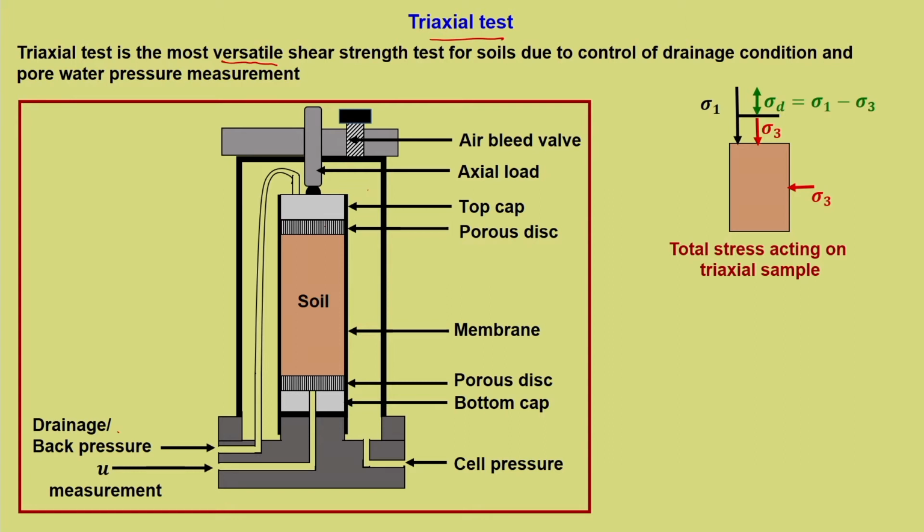So, when the load is applied onto the soil sample, this is how it looks like. It is the total stress acting on the triaxial sample. The first is the confinement that you give, sigma 3, and then the axial load which comes from here. So, that is denoted as sigma 1.